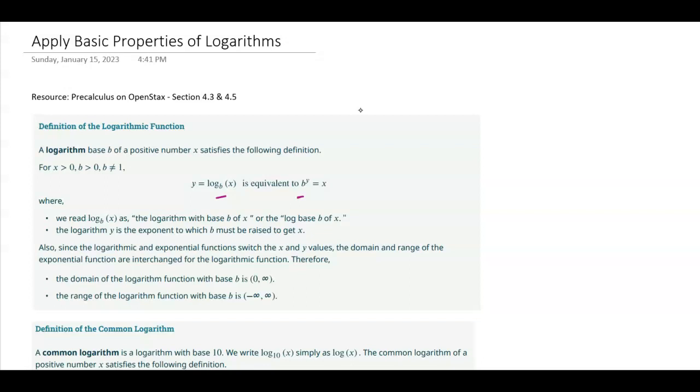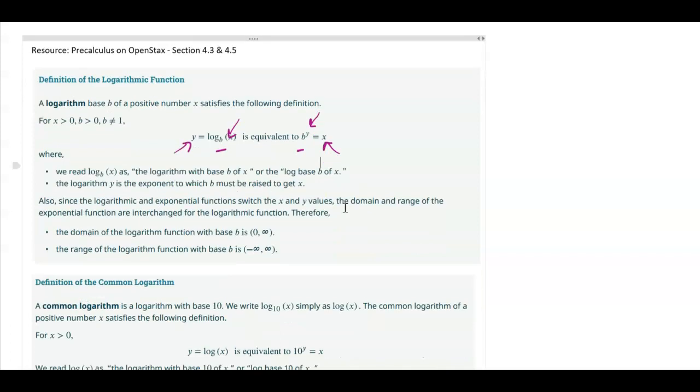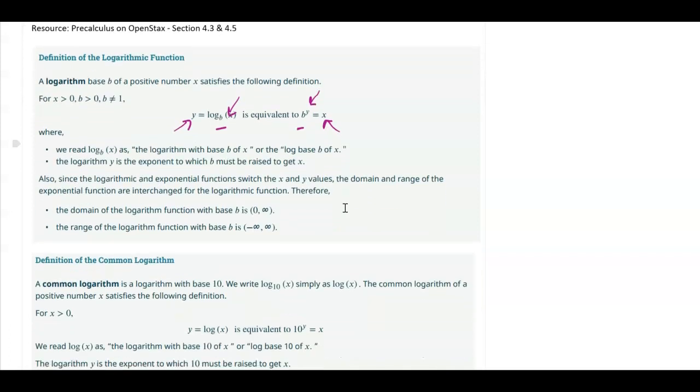And you write base to the y, you essentially switch your inputs and your outputs. So the base stays the same. Whatever the outputs are in your log become your inputs in your exponential function, and whatever the inputs of your log are become your outputs of your exponential function. Notice that the domain and range of a log function are also reversed from the exponential function. For exponentials, the domain is all real numbers, and the range goes from 0 to infinity.